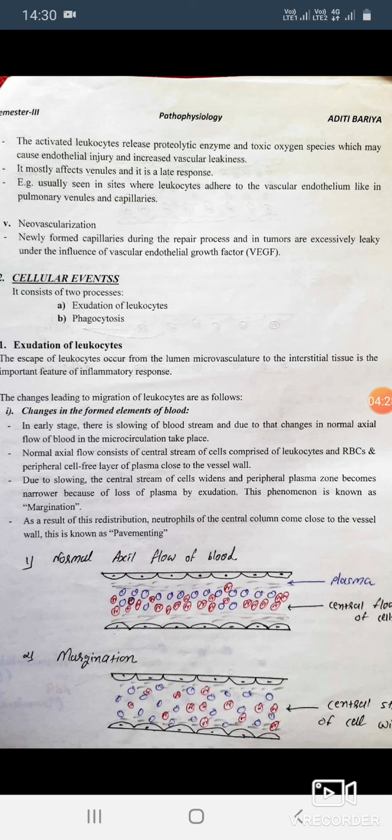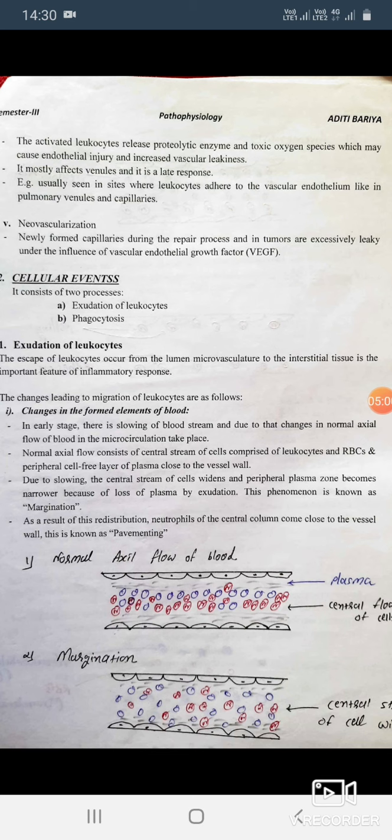You can see here, right? So in the early stage there is a slowing of blood stream, and due to that, changes in the normal axial flow of blood in the microcirculation take place. So this step shows directly the fourth step of hemodynamic changes, that is the slowing of blood flow, right? Now before the slowing of blood flow, what happens with normal flow? So first of all, you should know about the normal flow.